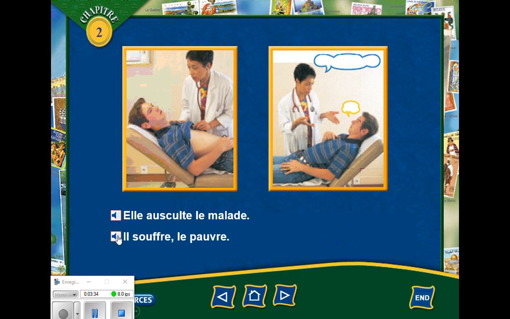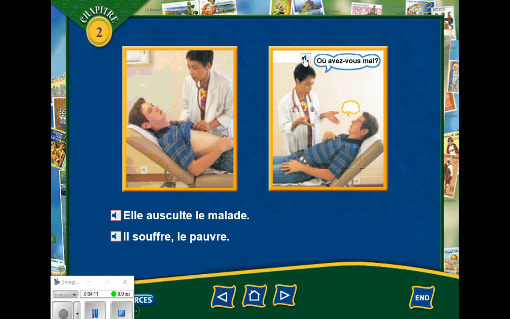Elle souffre, le pauvre. So this verb souffre is kind of like ouvrir, to open. These are what I call ER wannabes, by the way. We're going to be learning about these verbs and how to conjugate them in this chapter. I call them ER wannabes because even though their infinitive form ends in IR, they act like ER verbs. Anyway, souffrir, as you can imagine, means to suffer. So he suffers, or he's suffering, the poor thing. Il souffre, le pauvre.